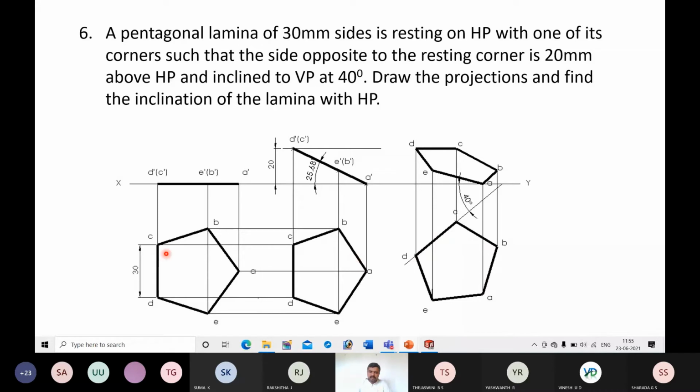Now, in this case, we have to incline this CD. Look at the length of CD, the edge opposite to the resting corner. Initially it was 30. Here also it is 30 only. There is no change in this length. So that means the true length of the side is available at this position also. So now we are making this true length of CD inclined at the true inclination of 40 degree. That's why finding beta is not required. You have the true length of CD, so it is not required.